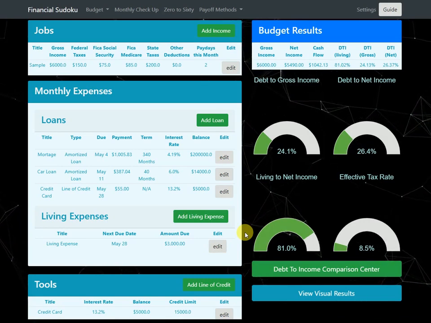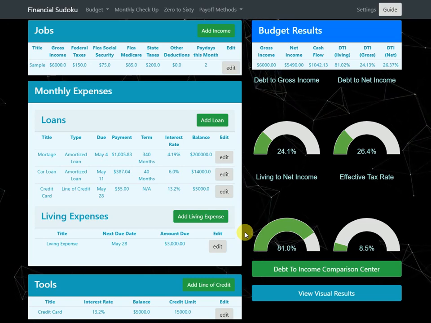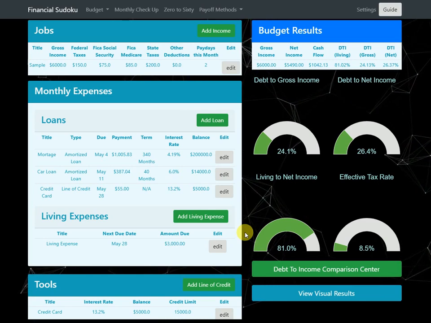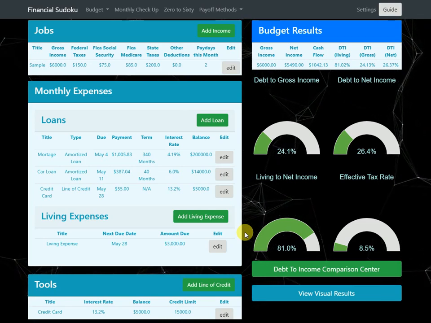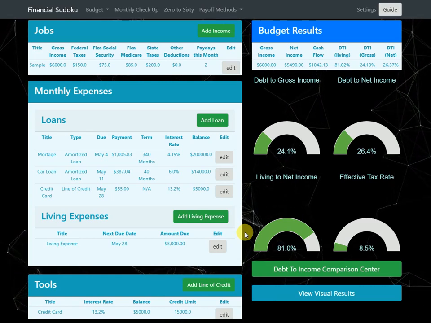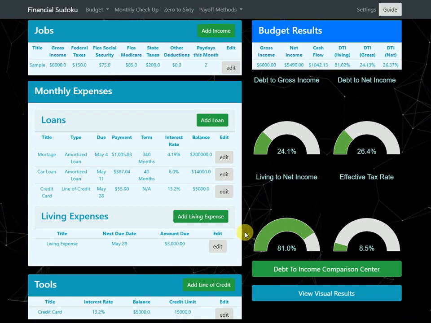So right now this is nearly an optimal setup. So we've got our debt to gross income is about 24%, which is about right. Our debt to net income is 26%, which is also pretty good. Living to net income is 81%. We want that to be below 82, and our effective tax rate is 8.5%. That really just means I'm running a business and I'm able to take deductions.